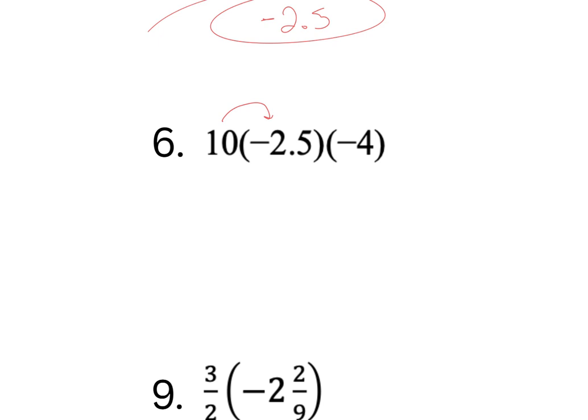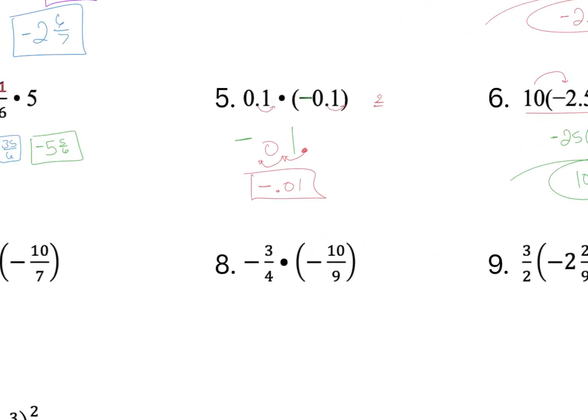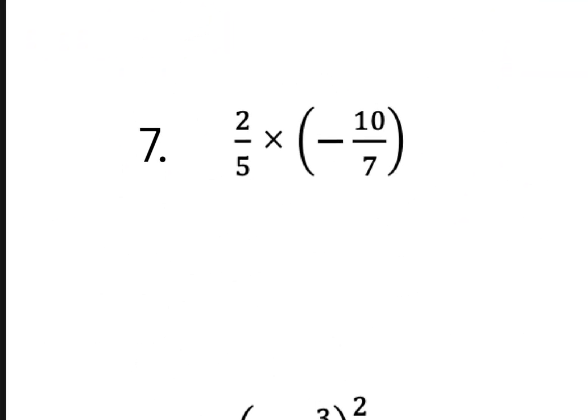Next. This is just 3 numbers multiplying each other. So we're going to do 10 times negative 2.5. We'll take whatever that is, and we'll multiply it by negative 4. So what's nice about multiplying by 10 is it just moves the decimal place. So instead of negative 2.5, it's 25. And 25 times 4 is 100.